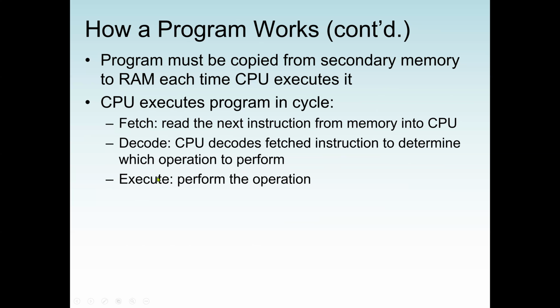fetch, decode, and execute. When we say fetch, first we read the next instruction from memory into the CPU. Again, the CPU has a special component called the program counter. It always points to the next instruction that needs to be executed. So first we read the next instruction from main memory into the CPU. Then we decode it so that the CPU is able to understand and execute it. The CPU decodes the fetched instruction to determine which operation to perform. Then it performs the operation in the execute phase. So again, the CPU executes programs in cycles: fetch, get the instruction, decode it so that it understands it, then perform the operations on it.